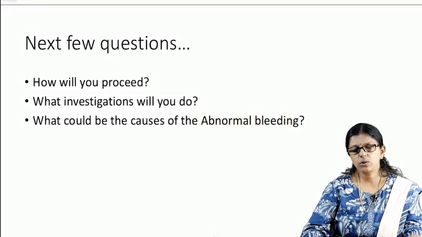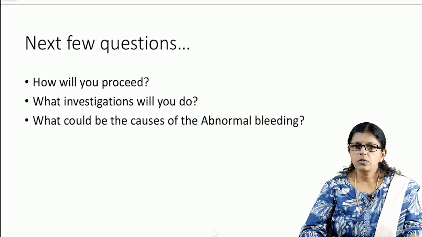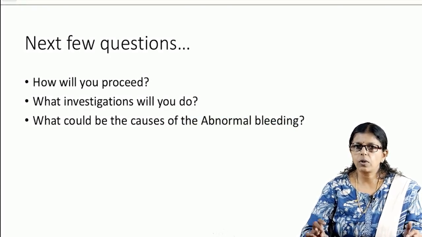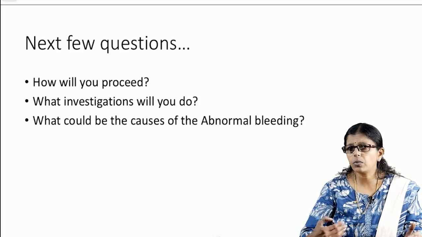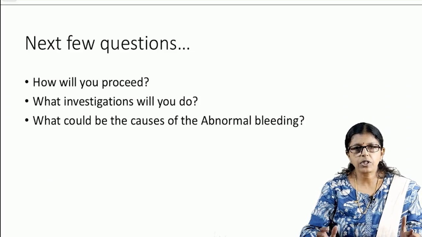So, now once you have presented the case, generally the next few questions that you will be asked by the examiner is how will you proceed, or what investigations will you do, or what do you think is the cause of abnormal uterine bleeding in your case. So, depending on what the question is, you will have to answer. Now, we will just go through a normal pattern of what we will do if you have a patient like this. Okay.